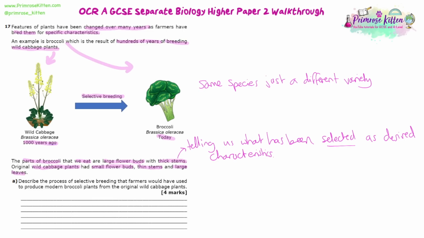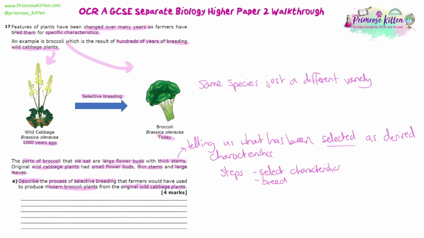So let's just briefly recap the steps of selective breeding that we would need to write down for any selective breeding question, not just this one. And then we can have a think about how we're going to turn that into sentences. So this is what I do for any long answer question. It's a 4-mark question. Anything where you've got a process and it's outlining steps in order, make sure you write these down, do a little brain dump before you write out the actual answer.